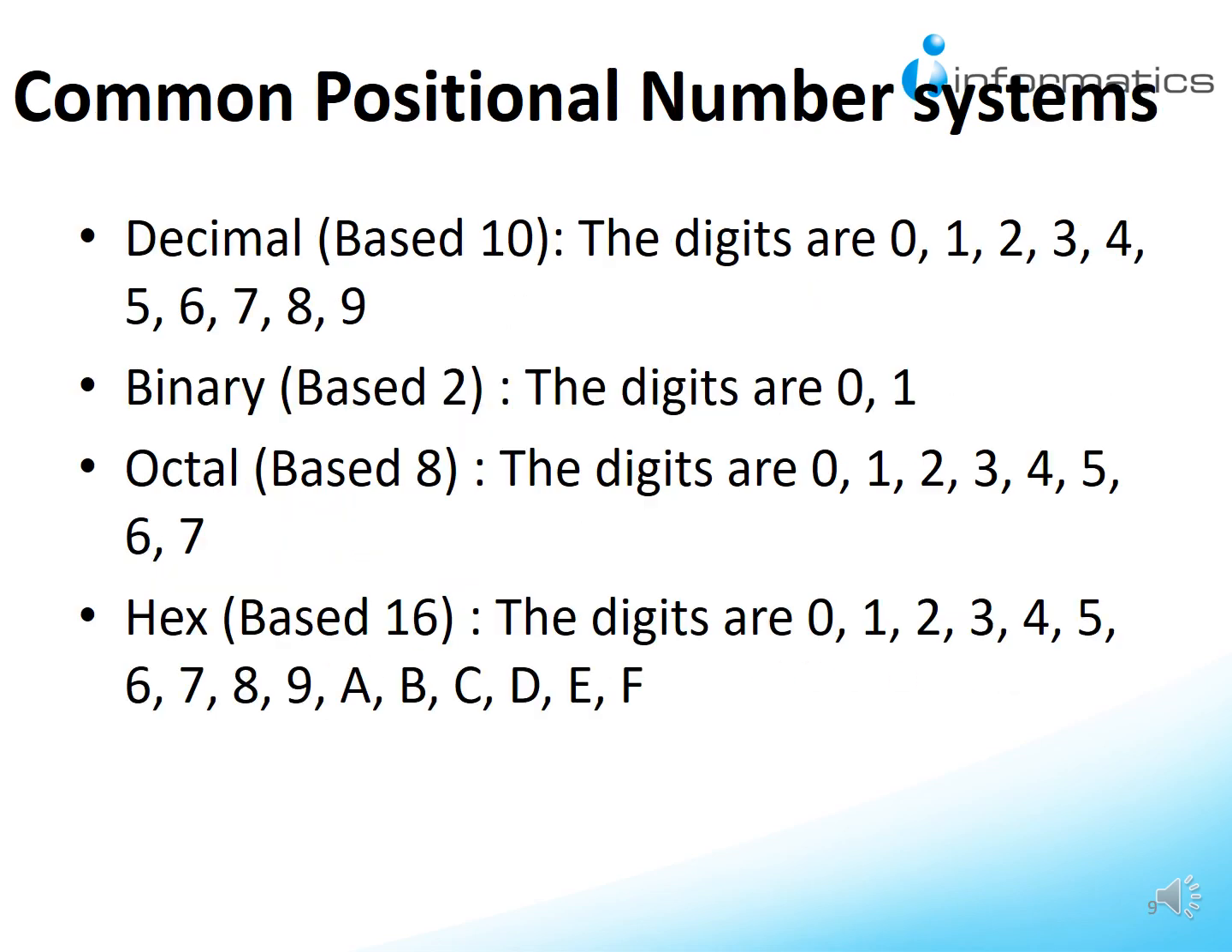There are many positional number systems. For human beings, we like to use decimal, which is base 10. So we use the digits 0, 1, 2, 3 up to 9. However, for computers, internally they use binary. In other words, the number is in a positional number system of base 2, and it has only 2 digits, 0 and 1.